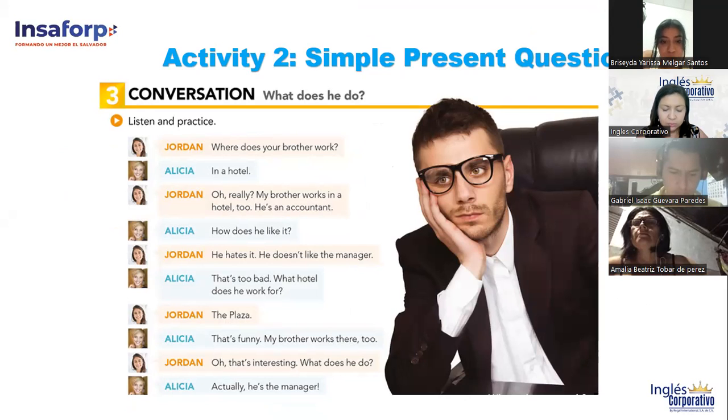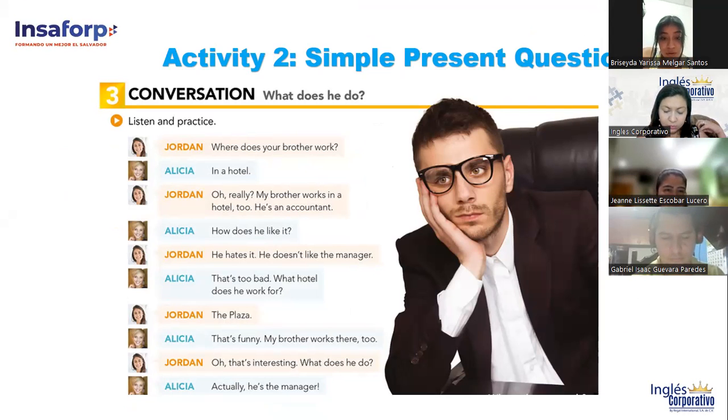Where does your brother work? In a hotel. Oh, really? My brother works in a hotel too. He's an accountant. How does he like it? He hates it. He doesn't like the manager. That's too bad. What hotel does he work for? The Plaza. That's funny. My brother works there too. Oh, that's interesting. What does he do? Actually, he is the manager. Wow.